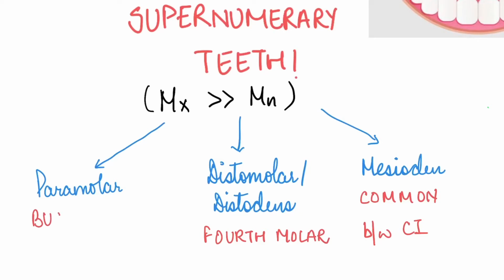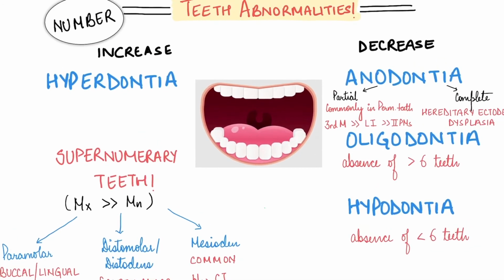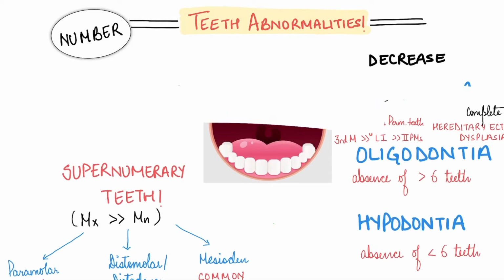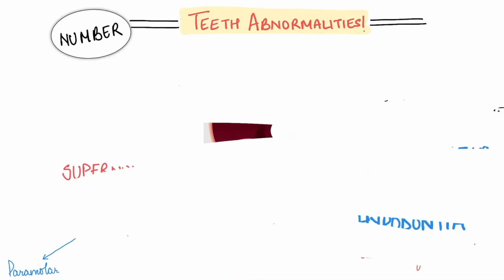So a little more detail about mesiodens. It is almost always present posterior to the normal central incisors, and it is cone shaped and has a short root. So in a patient you may see it erupted or impacted or inverted also. And the question that comes regarding mesiodens is the best time for removal. It is suggested that it is good to remove just prior to the eruption of permanent maxillary central incisor. So this was all about the variation in the number of teeth.